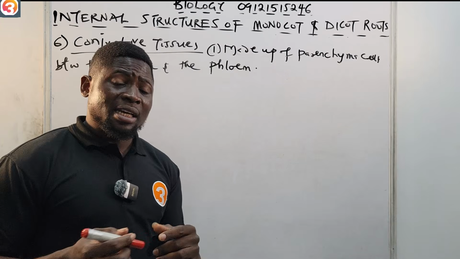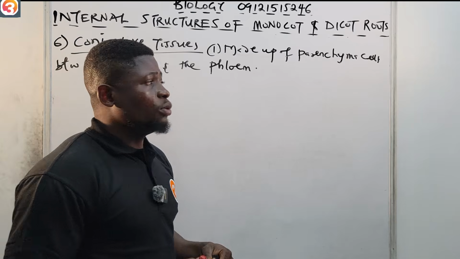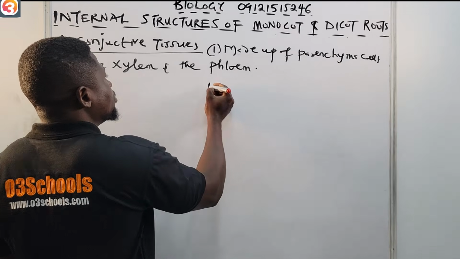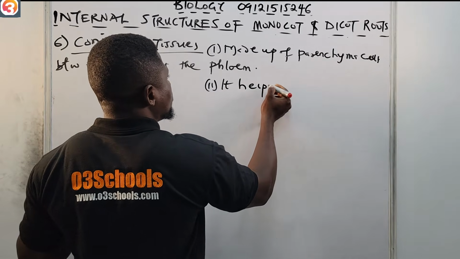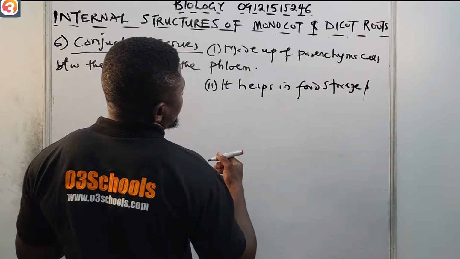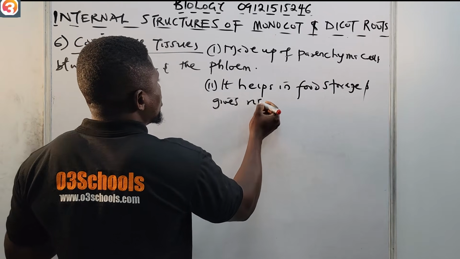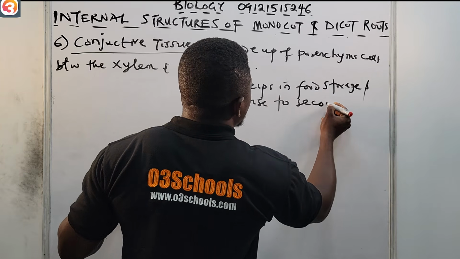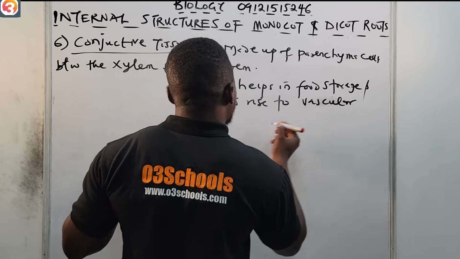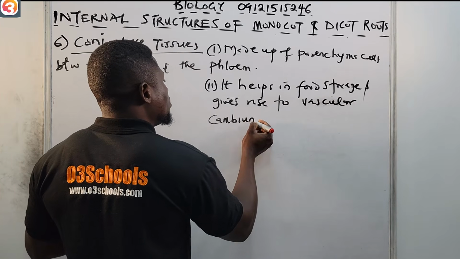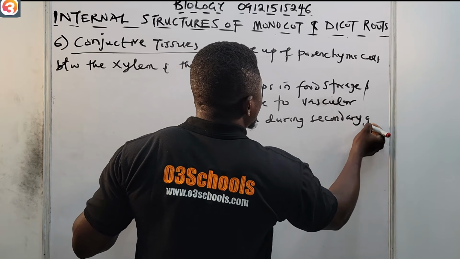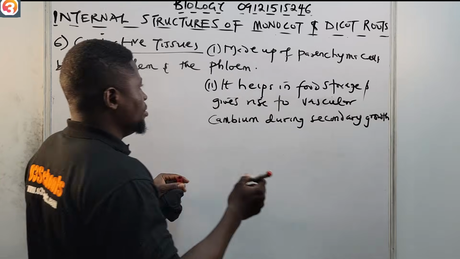Like I said, it plays a very important role during secondary growth. So what does this one do? Conjunctive tissue helps in food storage. Number 2, it helps in food storage and gives rise to vascular cambium during secondary growth. Very important. You must take note of that.